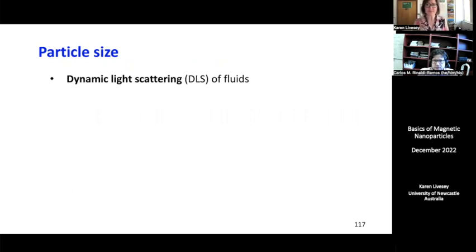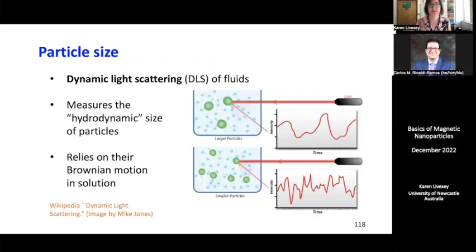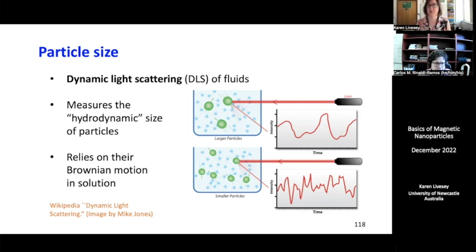Okay, another way to measure particle size is dynamic light scattering. This works in fluids. And this measures the hydrodynamic size of particles, which we've talked about previously in the tutorials because it's important for understanding Brownian relaxation times. This technique actually relies on that Brownian motion in solution.